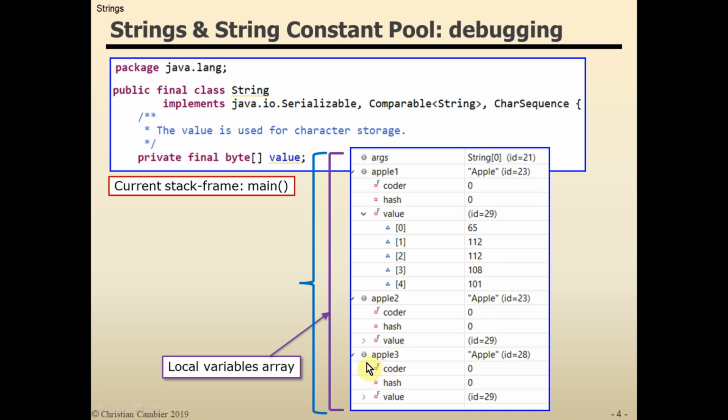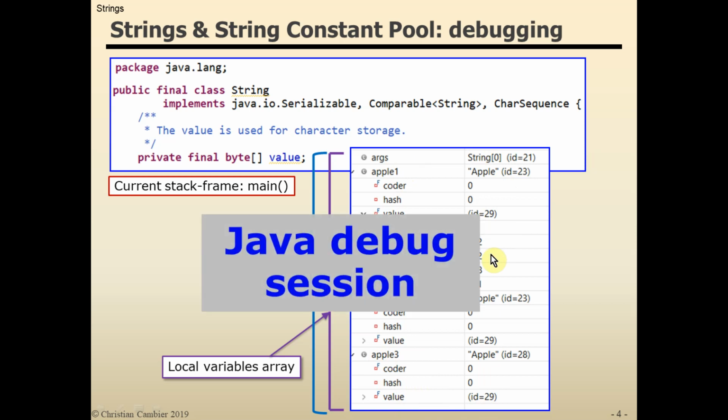And now comes the important thing. apple3 refers to a different apple object, ID 28, but note what value refers to, ID 29. So apple3 refers to the same array of characters as the interned string apple1. Let me demonstrate this in a debug session.